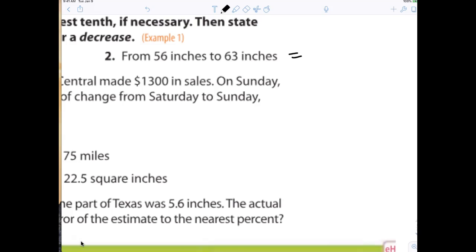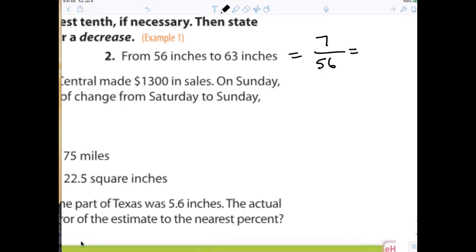You do 63 minus 56. Look up. Are we doing 63 minus 56? Yeah. Thank you. And what is that? 7. Then 7 divided by what? Shh, don't help her. 63? Or no, 56. Yes. Let's just say all the numbers, okay?